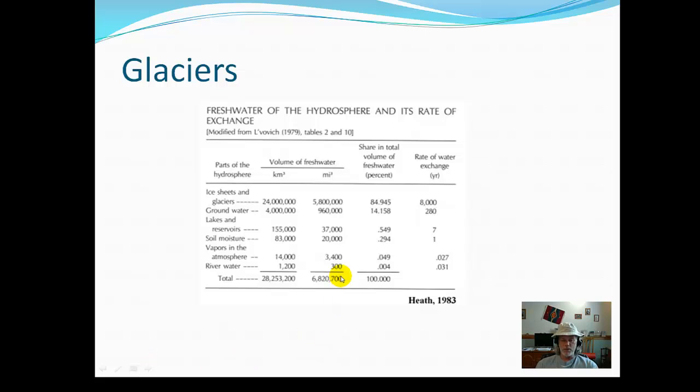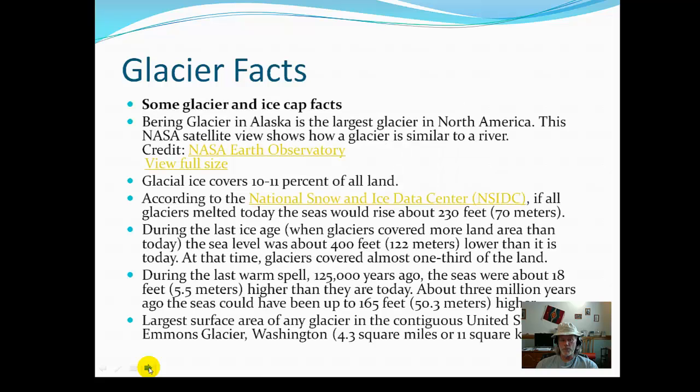Here's just a table giving you some numerical values. You can look at this as you will. We're not going to hold you responsible for memorizing the numbers, other than to remember that only about 3% of the Earth's water is fresh water, and about 70% of that is locked up in the glaciers and the ice caps.